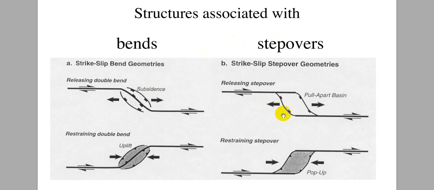A step over zone is the area of no linkage, no transfer fault linkage, but extension faults develop due to the overstep zone between two fault segments being subject to local extension. So this area is called a pull apart basin. This area is called a pop up structure. So the area between two fault segments with right lateral or dextral movement and left stepping will give a pop up.